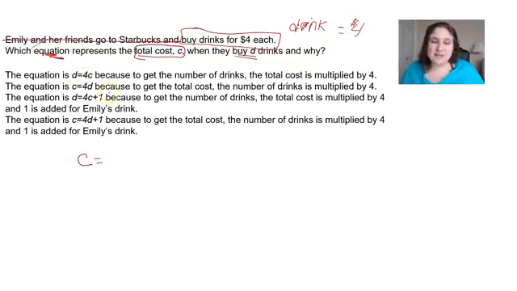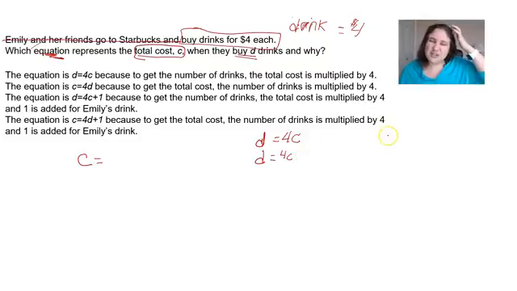Well, let's see if that makes sense. That's saying for D equals 4C, first of all, we know it's not going to be the answer, but let's figure out why. It's saying to get the number of drinks, they would have to do 4 times the total cost.